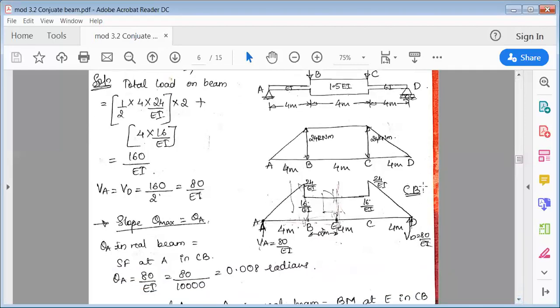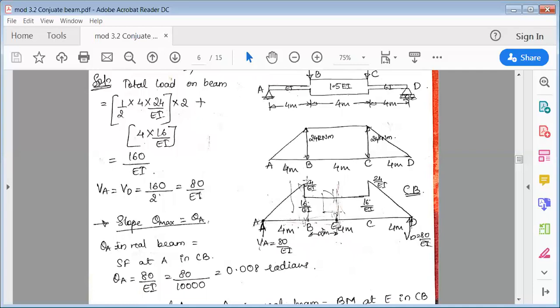That means along with conjugate supports. Now you can see here there is a hinge support at the end, and a roller support which is also at the end. Hinge remains hinge in the conjugate beam method, and roller remains roller. So when you draw this, it is as good as a simple support only.